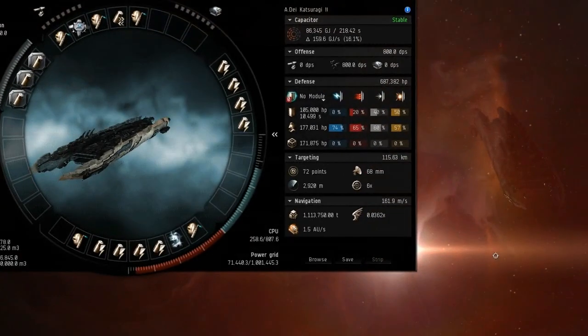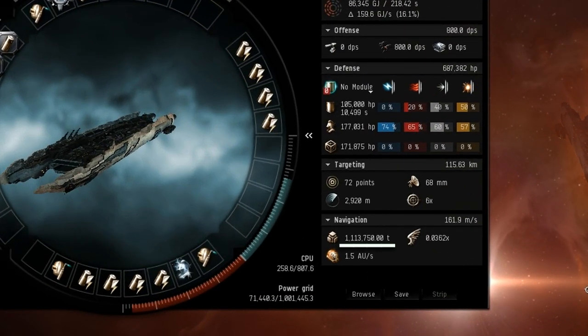First of all, what is mass? Every ship has a mass statistic, which you can find on the fitting screen. That's the mass in metric tons.